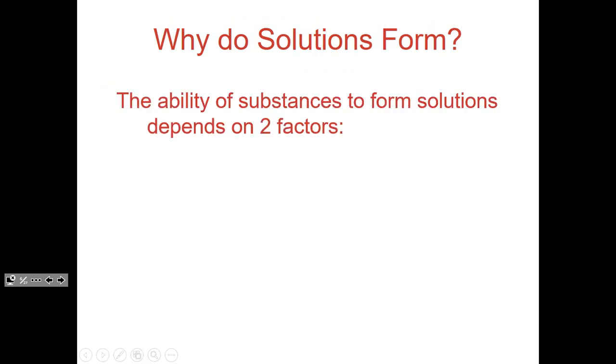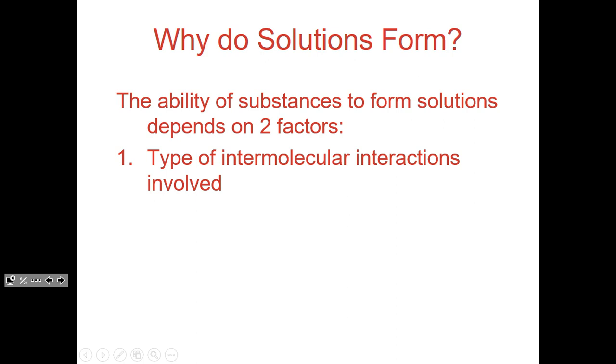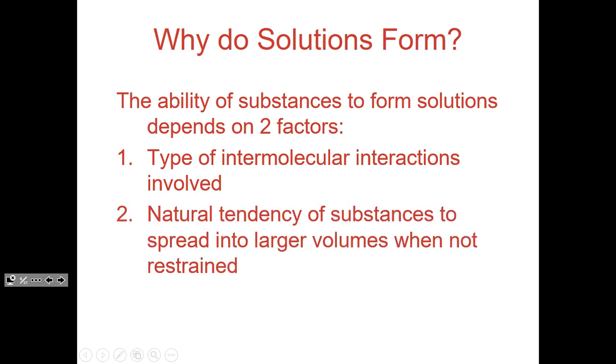Now, the ability of two substances to form a solution really depends upon two fundamental factors, and this is why we had to wait to come back to this concept. One is understanding the intermolecular forces involved, and two is the natural tendency of a substance to spread out into larger volumes when not restrained. And we're going to take a deeper look at both of these.